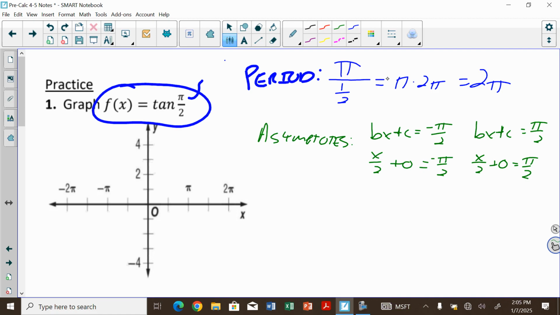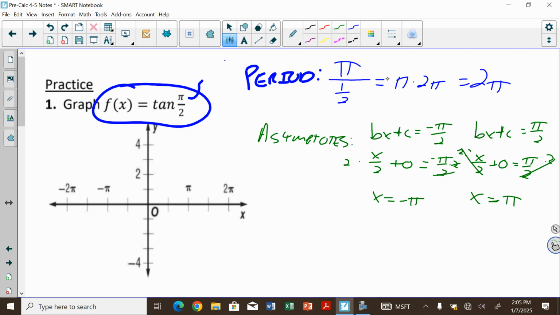So essentially what we're doing here is if we multiply by 2 on each side, you're going to get x equals negative pi, because these would cancel out, right? And over here, you're going to get the same thing. If I multiply by 2 on each side, cancel, you're going to get pi. So my asymptotes are at negative pi and positive pi.